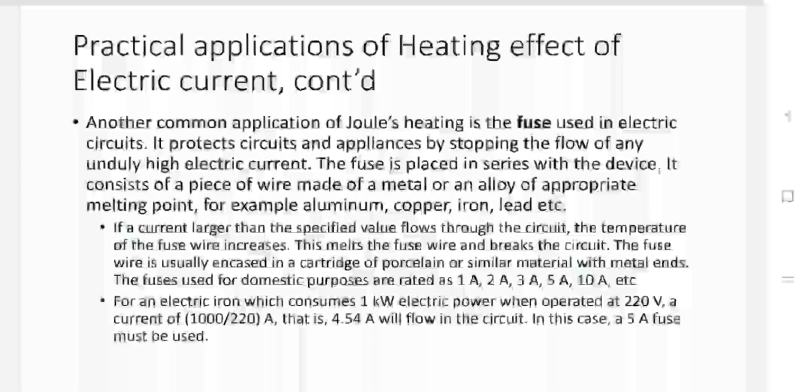So, power by voltage, the current I is P by V. So, 1000 watt power divided by 220 volt. So, that current would be 4.54 ampere. So, this current can be allowed to pass. So, for that we are using a 5 ampere fuse. Right? So, this is how some of the applications are there due to the heating effect.